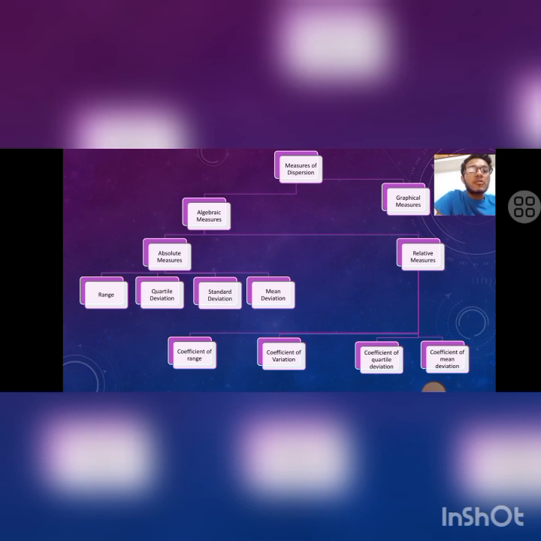Algebraic measure is also divided into two components, first absolute measure and second relative measure. Absolute measure is divided into four components, first range, second quartile deviation, third standard deviation and fourth mean deviation. Relative measure is also divided into four components, first coefficient of range, second coefficient of variation, third coefficient of quartile deviation and fourth coefficient of mean deviation.